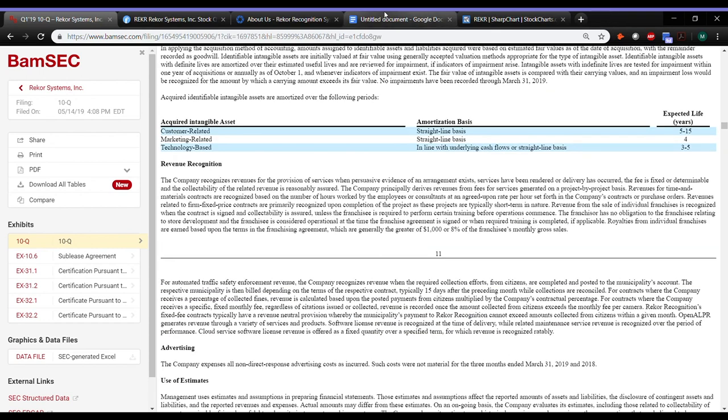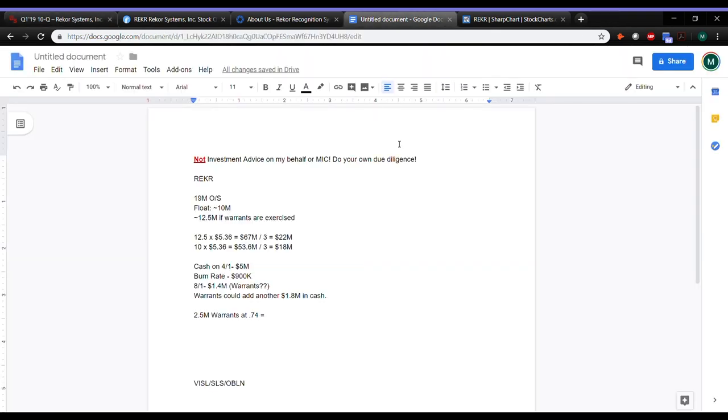But anyway, here's what I wanted to put together. Obviously this isn't investment advice, guys, on my part or MIC, so do your own due diligence. The company has 19 million shares outstanding. The float's about 10 million. And this is where it gets a little tougher, when they have these warrants and the money. If they're exercised, it's about 12 and a half million shares.